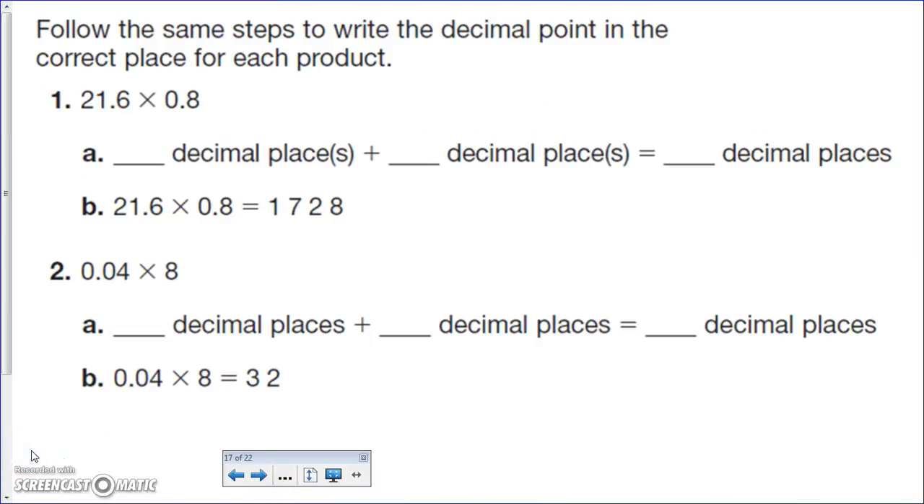So for 1 and 2, we're going to follow the same steps to write the decimal point in the correct place for each product. So we have 21.6 times 0.8. So we have 1 decimal place in each one of our factors. So 1 decimal place plus 1 decimal place equals 2, so we're going to need 2 decimal places in our answer. Which means in this case, the decimal is going to go between the 7 and the 2.